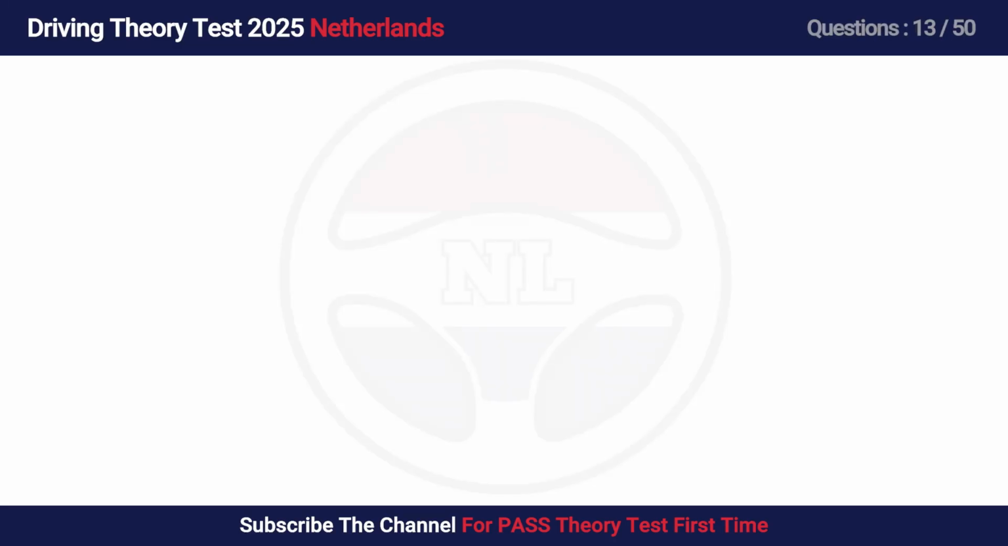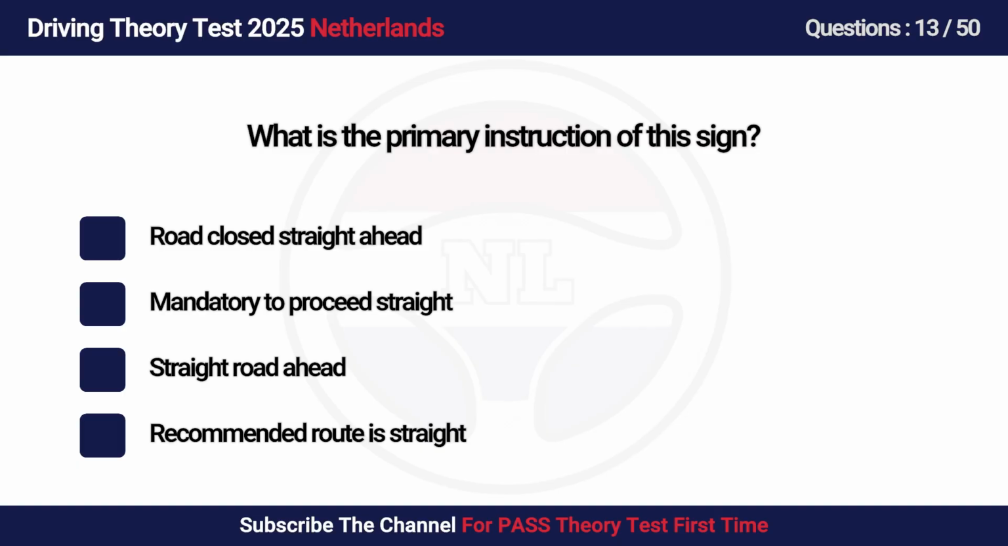Question 13. What is the primary instruction of this sign? A. Road closed straight ahead. B. Mandatory to proceed straight. C. Straight road ahead. D. Recommended route is straight.